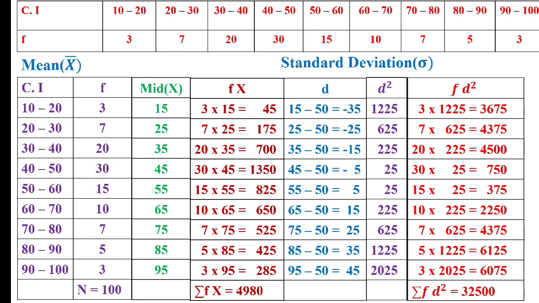So the total of fd square value is 3675 plus 4375 plus 4500 plus 750 plus 375 plus 2250 plus 4375 plus 6125 plus 6075. You will get 32,500.